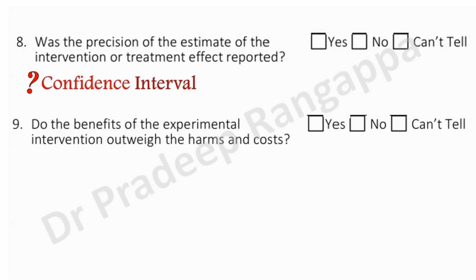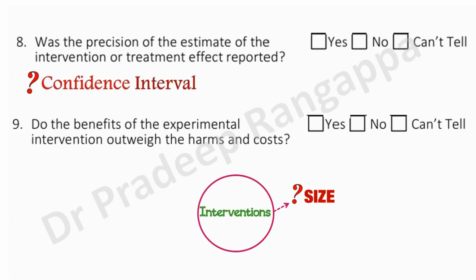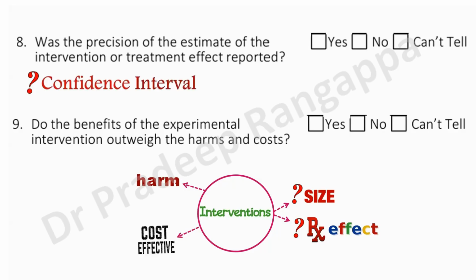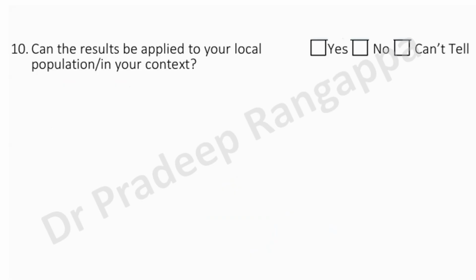And the ninth question that one needs to ask is, do the benefits of the experimental intervention outweigh the harms and costs? So this is the risk-benefit balance, whether the study has looked into the risk-benefit balance and the cost-benefit analysis was done. So one has to look into the size of the intervention and what is the treatment effect of the intervention that was put in place, whether that intervention caused any harm. If you look at any trial, you would see there are adverse effects reported and that is given weightage, and whether it was cost effective. So these three questions also have to be asked to look into the validity of the study or the strength of the study.